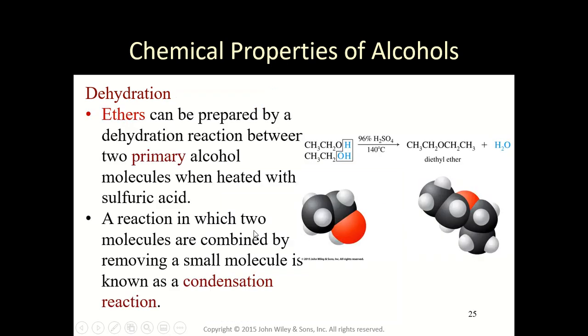Dehydration, ethers. Remember ethers, where you have a carbon chain bonded to an oxygen, which is then bonded to another carbon chain. Ethers can be prepared by a dehydration reaction between two primary alcohols. A reaction in which two molecules combine by removing a small molecule is known as a condensation reaction.